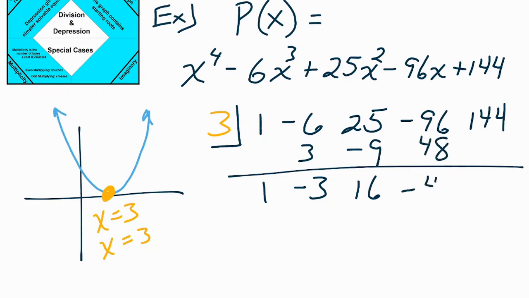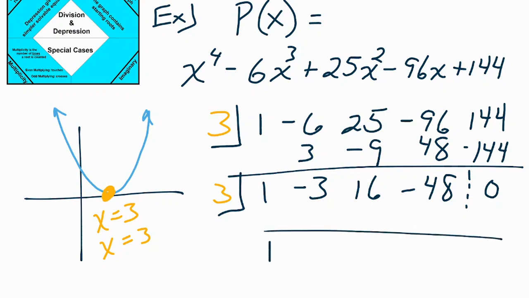Keep multiplying and adding. Negative 48 times 3 is negative 144. And again, we get the beloved remainder of 0. Now, I'm going to divide by 3 again because technically 3 is counted twice. I'm going to pick up where I left off. I don't want to start back over at the beginning. The cool thing here is that I'm going to depress again.